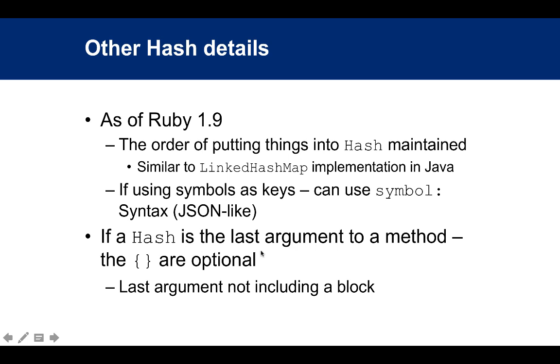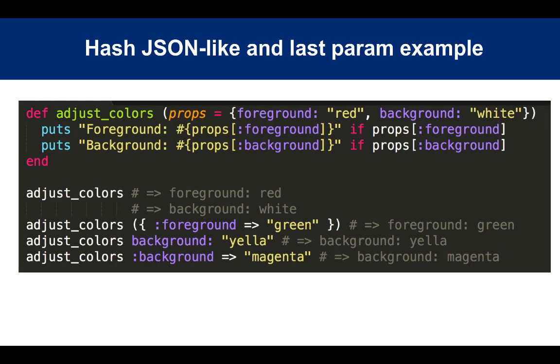Also, if a hash is the last argument to a method, the curlies are optional. Now, when I say the last argument, I mean the last argument not including the block. So let's see what that looks like. You could have a method called adjust colors, and you could have props, which is an argument, and it has a hash of foreground red and background white. So this is your default parameter, essentially.